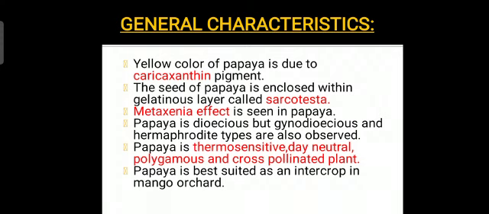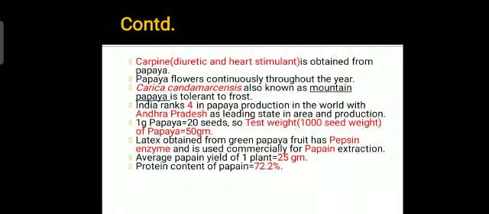Papaya is dioecious, but gynodioecious and hermaphrodite types are also observed. It is a thermosensitive, day neutral, polygamous and cross-pollinated plant. Papaya is best suited as an intercrop in mango orchard. Carpine, which is a diuretic and heart stimulant, is obtained from papaya. Papaya flowers continuously throughout the year.